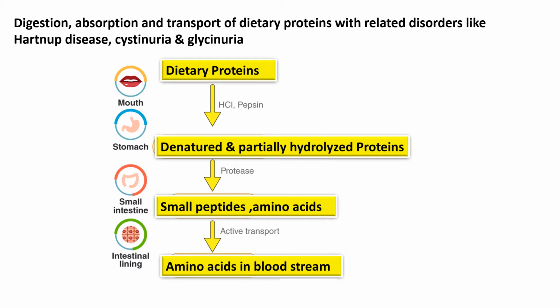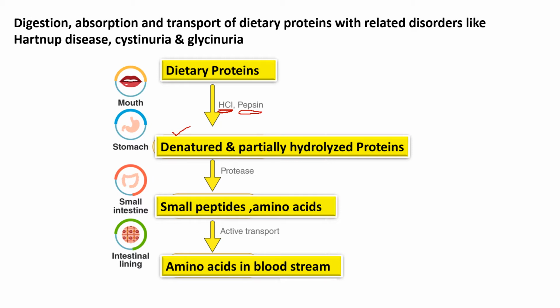So the protein enters your stomach and here it is denatured. This denaturation is because of concentrated HCl which is secreted by the stomach. And here there is pepsin, which is also inactive and is activated by HCl. And here there is denaturation, and the protein is partially hydrolyzed by the action of pepsin.